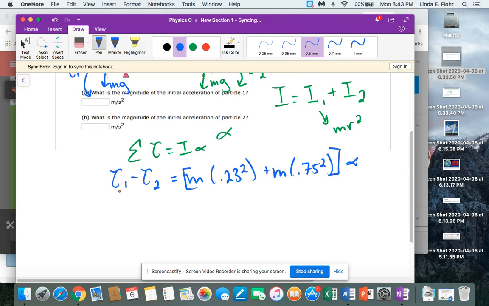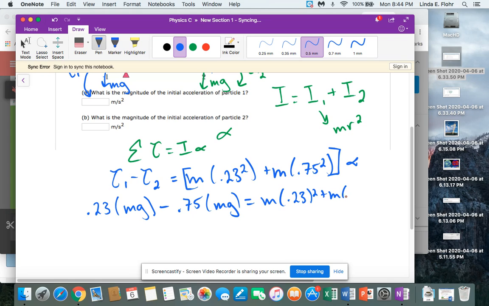All right, now the torque is force times radius, so what I'm going to do here is put R, so 0.23, times the force causing the torque. Well, the force causing the torque is mg. I can do that, minus R, 0.75 in this case, times mg. It's handy that the particles are the same mass in this problem. And I get m times 0.23 squared plus m times 0.75 squared, all of that times alpha.